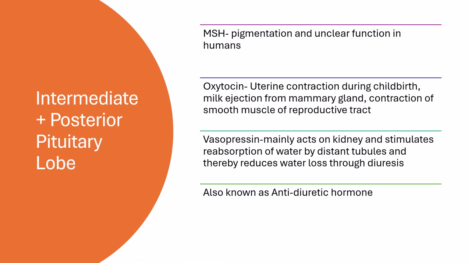Moving on to the intermediate and posterior pituitary lobe. In the intermediate lobe, you have MSH, which is involved in pigmentation, but does have an unclear function currently in humans. For the posterior pituitary lobe, you have oxytocin. This is involved in uterine contraction during childbirth, milk ejection from the mammary gland, and contraction of smooth muscle of the reproductive tract. You also have vasopressin, also known as ADH, antidiuretic hormone, which acts on the kidney and stimulates the absorption of water by distal tubules and reduces water loss in a process known as diuresis.